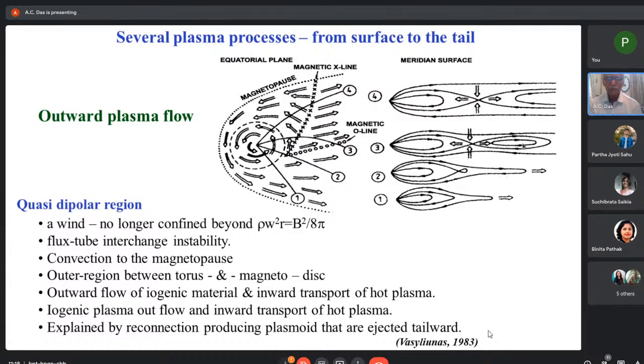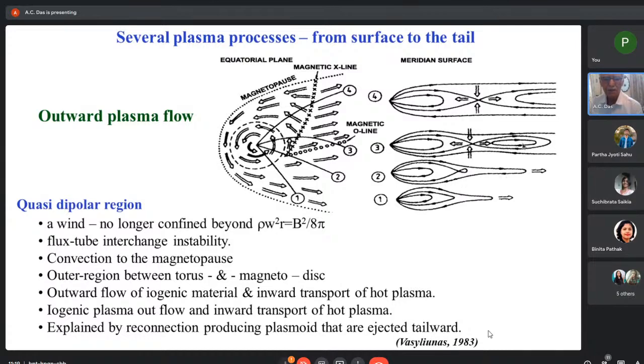When the plasma goes out in that direction, it carries the magnetic field with it. The left-hand side picture is in the equatorial plane, and the right-hand picture is the meridian surface. They are perpendicular to each other. If you see number one, the particles are coming out from the center of the planet and carrying the magnetic field with it, which gives a picture as shown on the right-hand side, number one. As it goes on, the magnetic field is still stressed, and in one of the closed magnetic field lines you can see a neutral point.